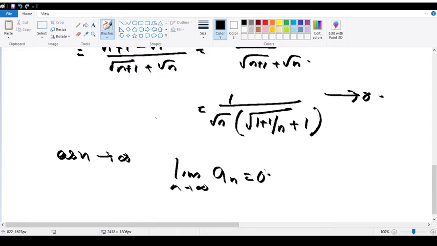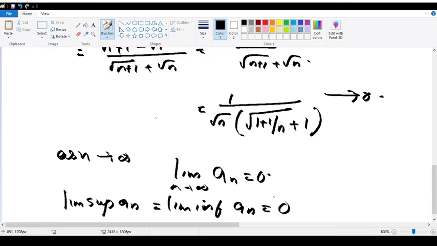So an is convergent. So we already discussed a theorem. Sequence is convergent if and only if its limit supremum and limit infimum are equal. So limit supremum of an and limit infimum of an both are 0. Clear?